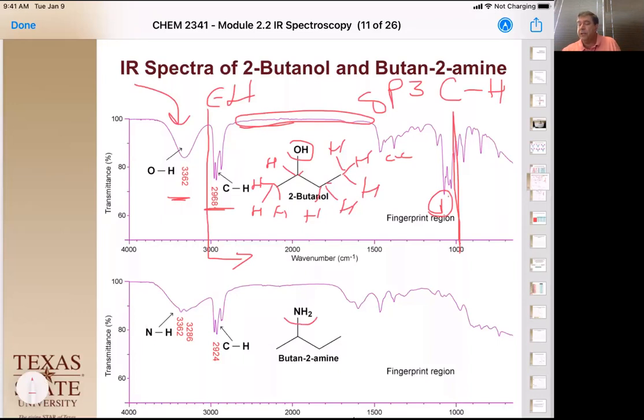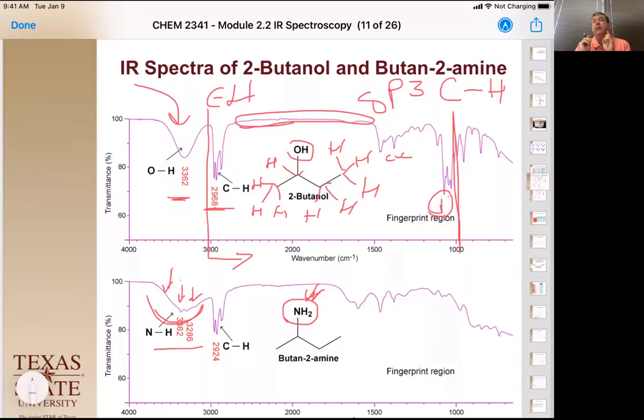So now we have a nitrogen-hydrogen bond, and it's also going to show up in that same region, okay? And typically, if you have 2 hydrogens here, you get 2 peaks. If you have 1 hydrogen here, you get 1 peak. And if you have no hydrogens, you get no peak here at all.